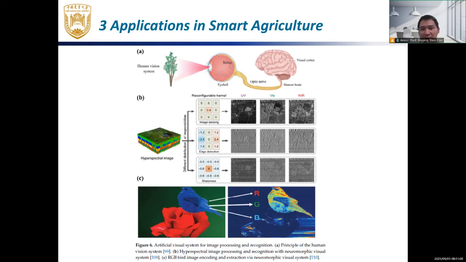But I think in the future they will also be useful more normally if we can use these artificial synapses and neurons for our smart agriculture. It will be a brighter system, just like an artificial visual system for actual image processing, recognition, and also with different kinds of AI methods. So this is just an example of an artificial visual system.